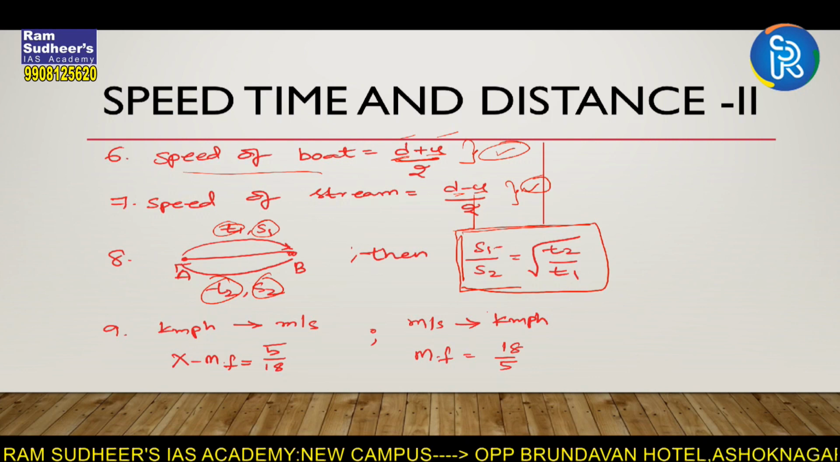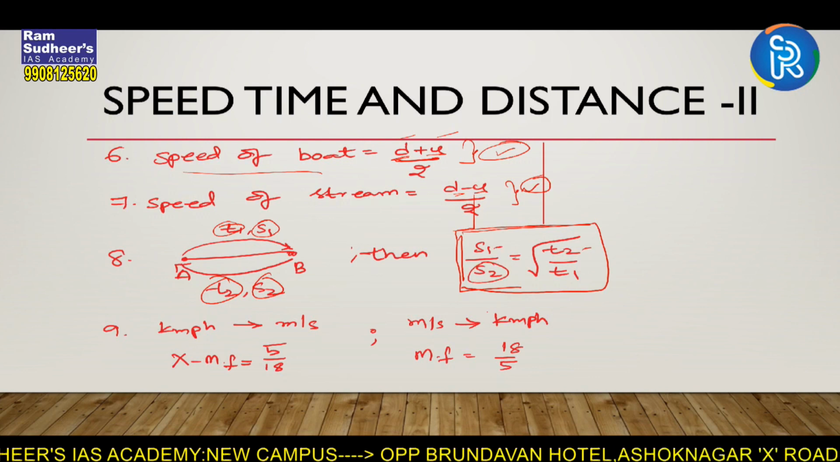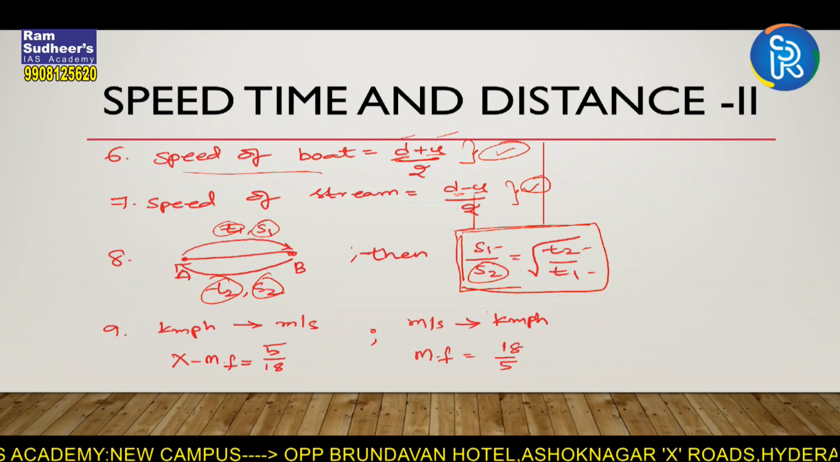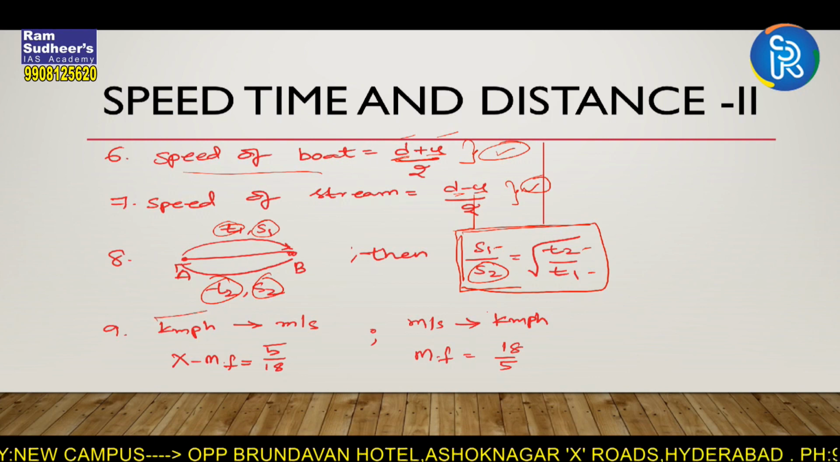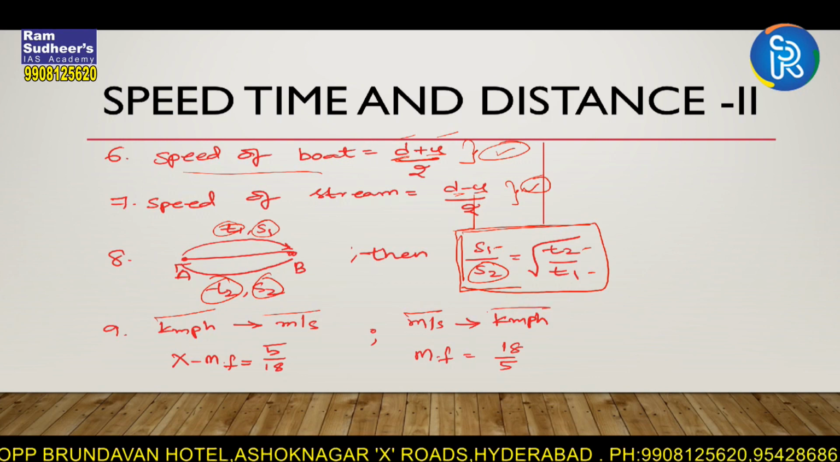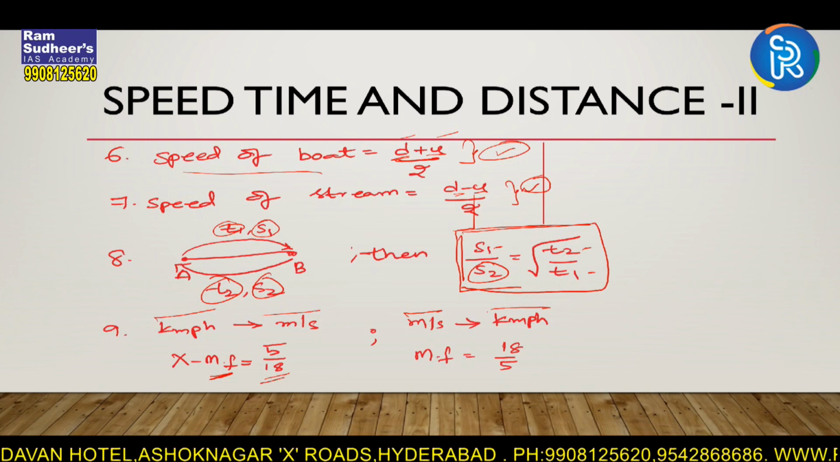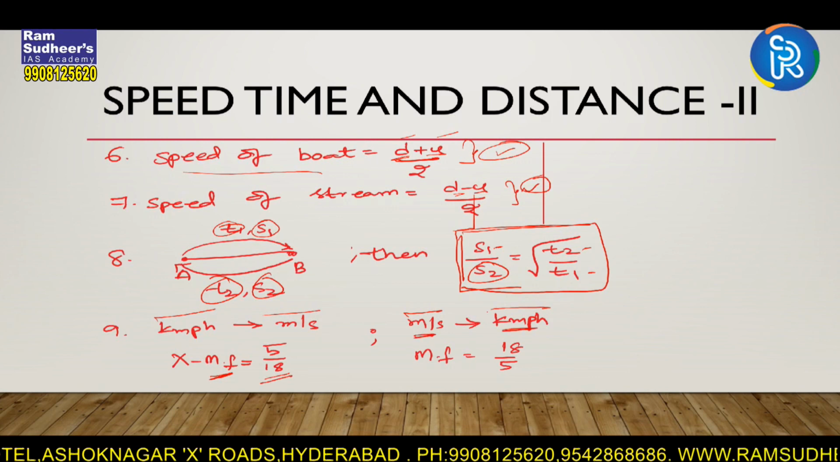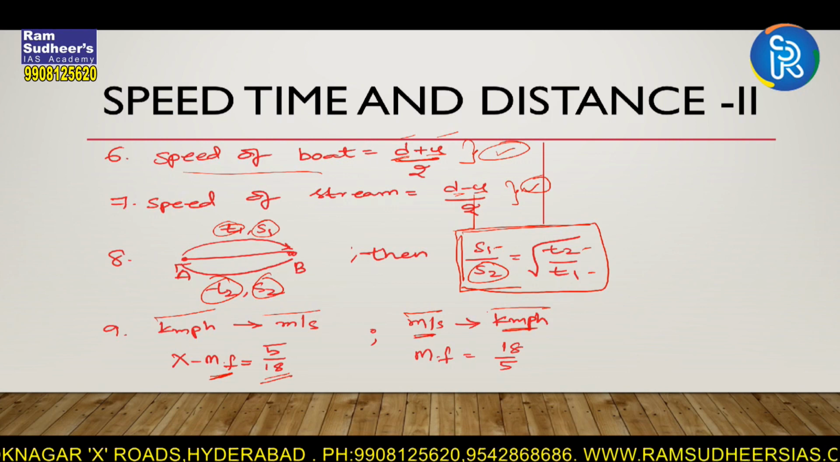When it is s1 over here, it is t2 over here. When it is s2 over here, it is t1 over here under the root. Then moving on to conversions from kilometer per hour to meter per second and meter per second to kilometer per hour. Kilometer per hour to meter per second, the multiplying factor would be 5 by 18, and from meter per second to kilometer per hour, the multiplying factor would be 18 by 5.